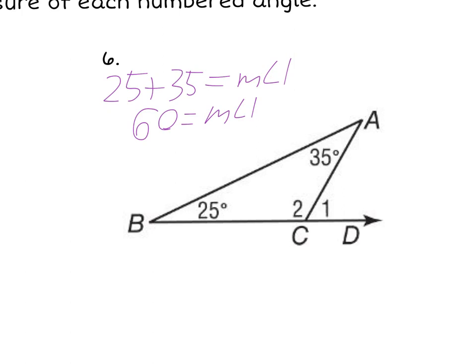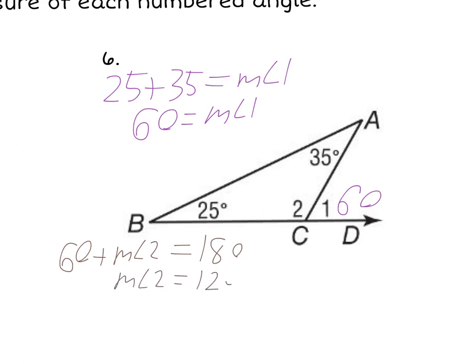Well, if the measurement of angle 1 is 60, and angle 1 forms a linear pair with angle 2, that means that angle 1 plus angle 2 must be equal to 180. So the measurement of angle 1, 60, plus the measurement of angle 2 must be equal to 180. Subtract 60 from both sides. The measurement of angle 2 is equal to 120.